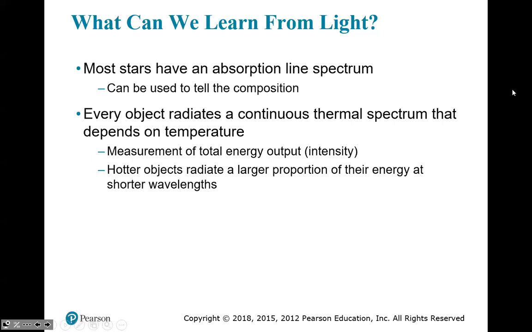hotter objects, it turns out, radiate a larger portion of their energy at shorter wavelengths than cooler objects. So by studying the curve and figuring out where the peak would be, you can determine the temperature. And this is how we can figure out the temperatures of stars. That's one of the ways we can figure out the temperatures of stars. But it is also how an infrared thermometer works. An infrared thermometer figures out where the peak of the output would be, and calculates the temperature based on that.